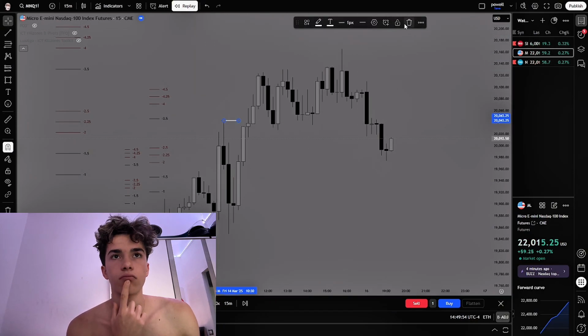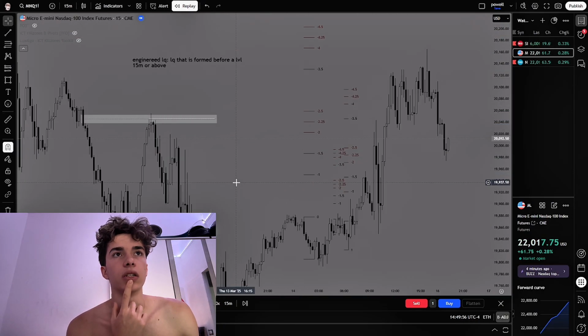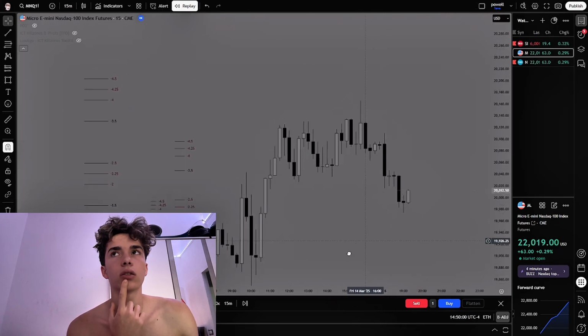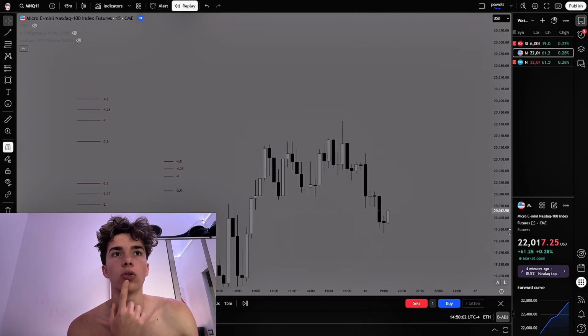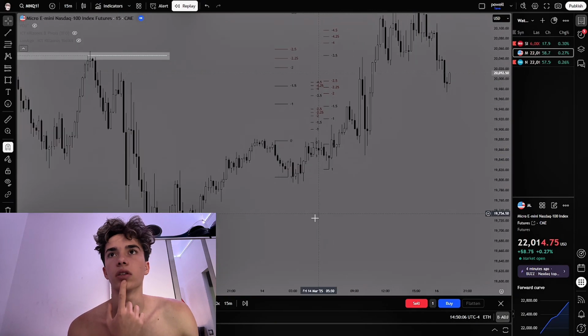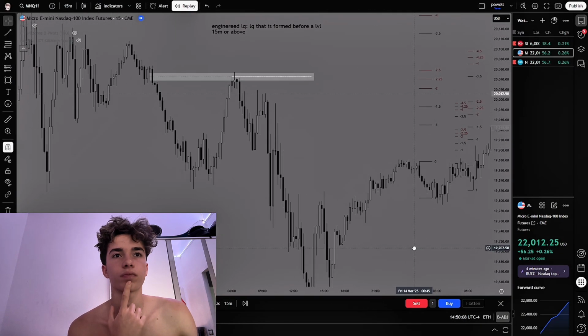And yeah, basically that's it. Another example of engineered liquidity. I'm going to do the last one on weak CE if I find a good example.